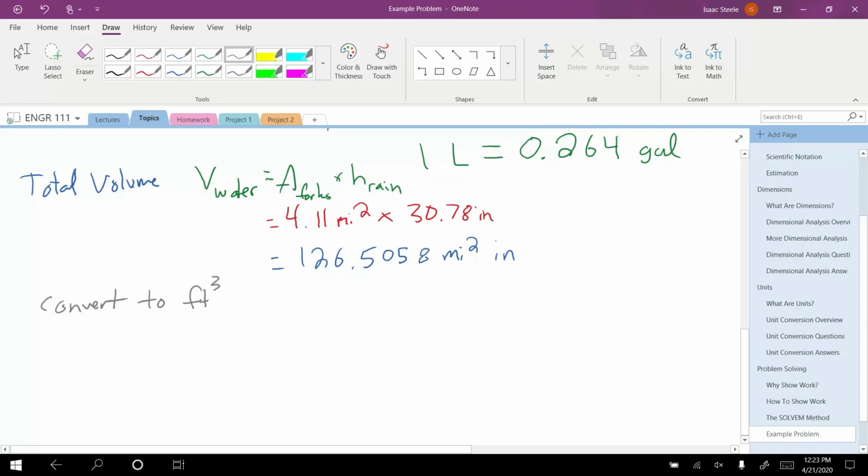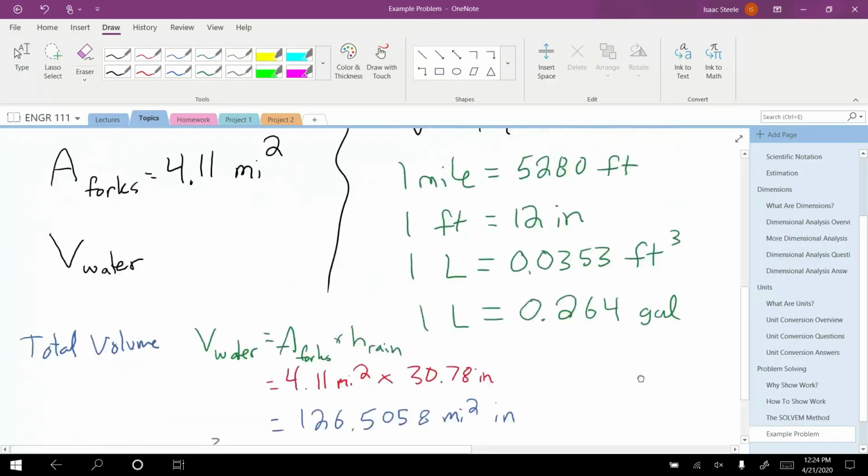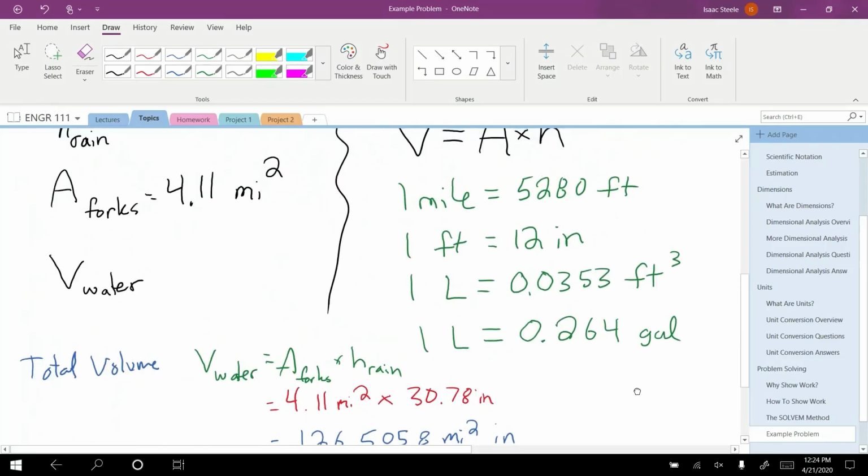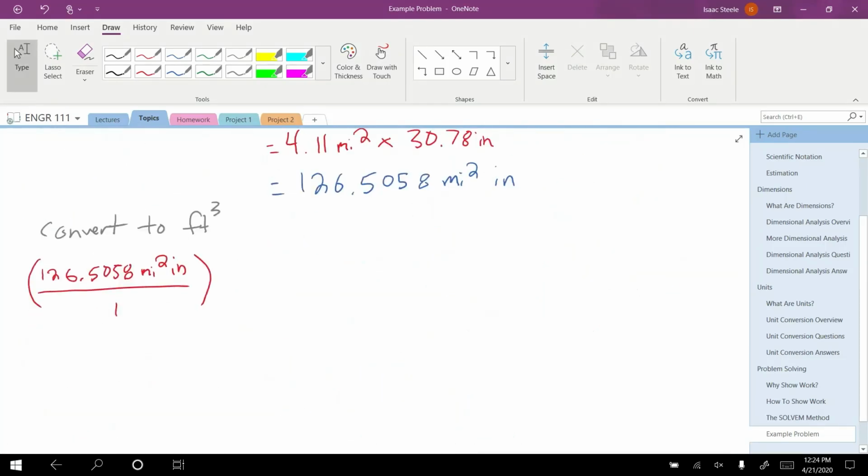I'm going to convert to feet cubed. Now, a lot of times I just like to do all my conversions at once, but I don't have enough room to do it across the entire screen, so I'm going to do it in chunks. I'm going to do into feet cubed first. So I'm going to write down 126.5058 miles squared inches. I always put it over 1. This is how I like to do my conversions. And I'm going to start using my conversion chart, which is up here, and start plugging in or canceling out things.